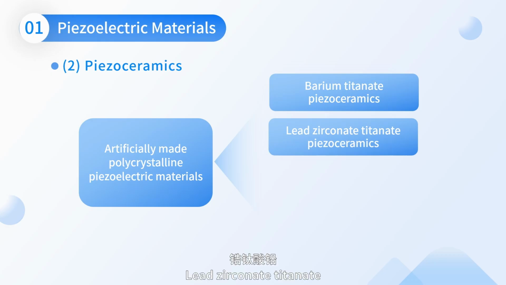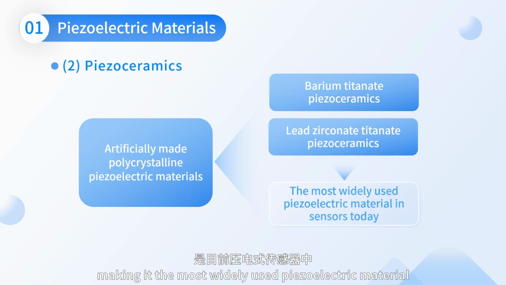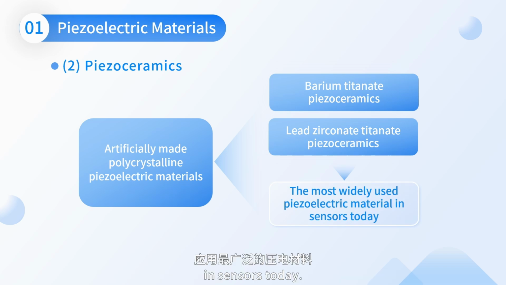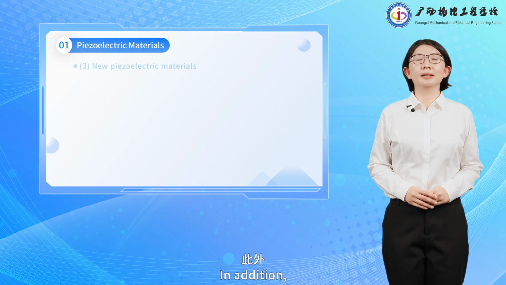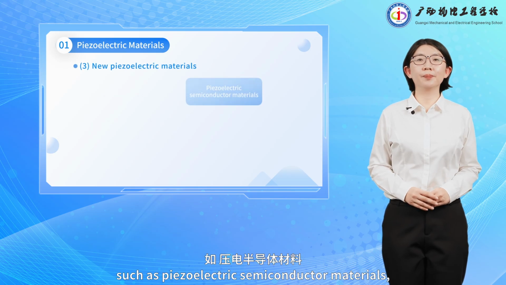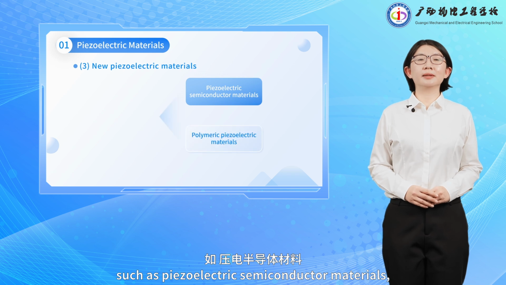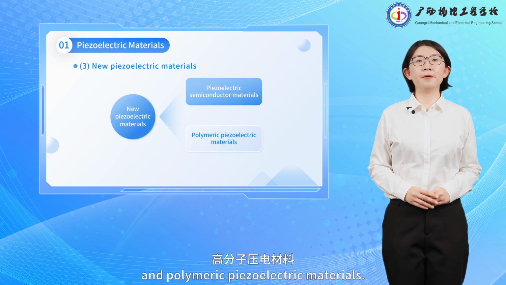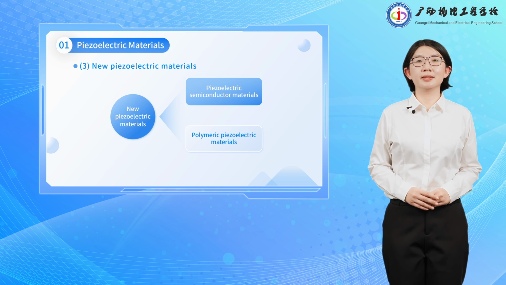Lead zirconate titanate has a greater piezoelectric coefficient than barium titanate, with electromechanical parameters less affected by temperature, and good time stability, making it the most widely used piezoelectric material in sensors today. In addition, there are also some new piezoelectric materials such as piezoelectric semiconductor materials and polymeric piezoelectric materials.